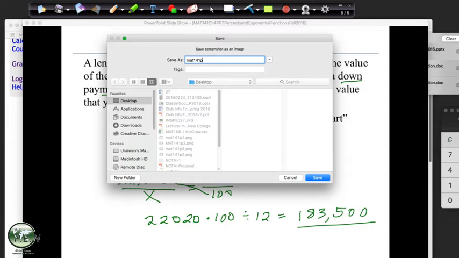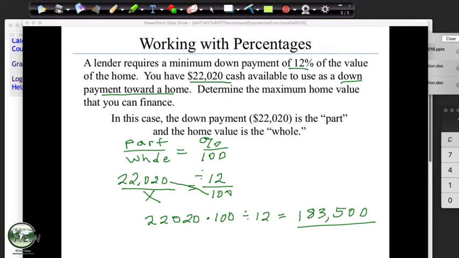This is, what page am I on? Page 5. There we go.